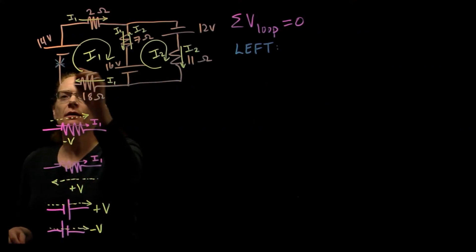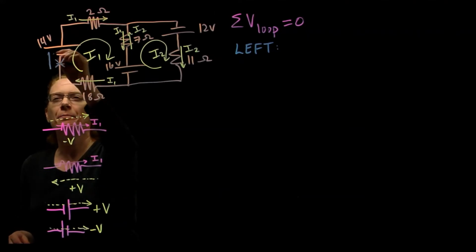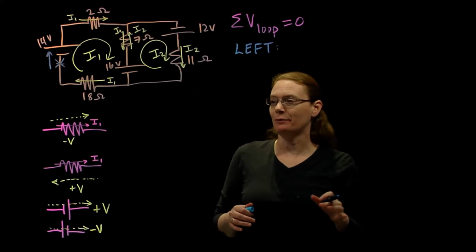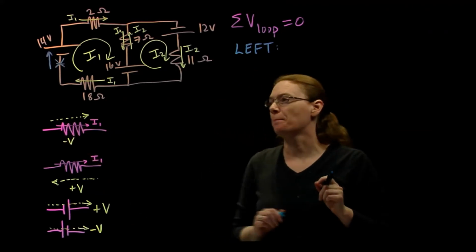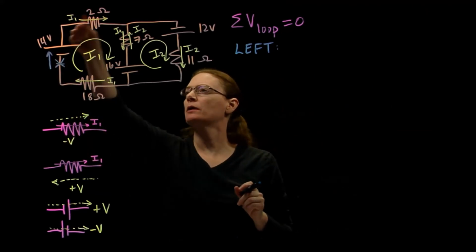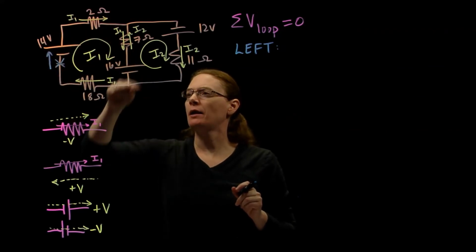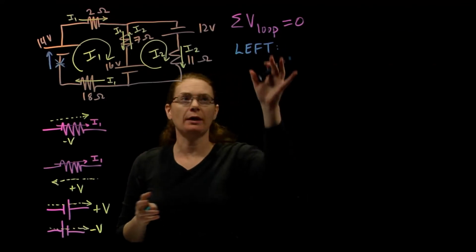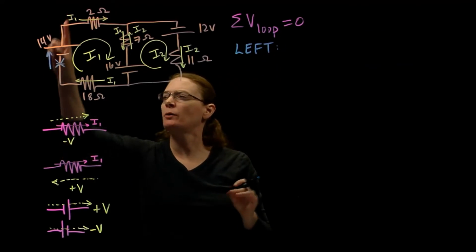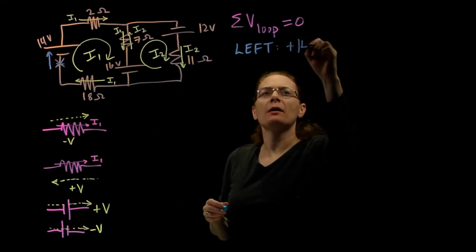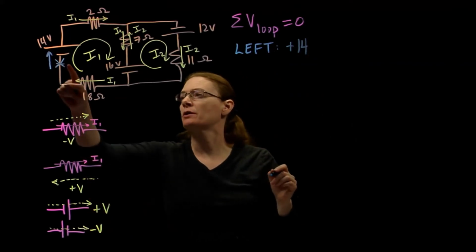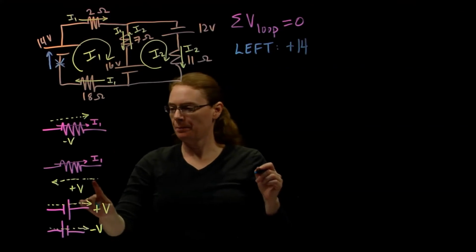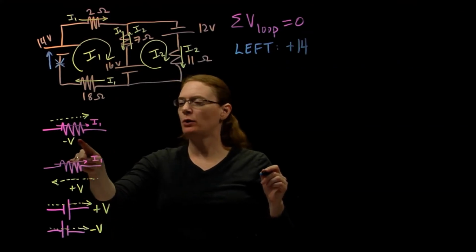I tend to like starting at the negative end of a battery, just because then the first thing in my equation is positive, and for some reason I like starting with a positive. So I'm going to walk around the left-hand loop, and every time I encounter something that has a voltage across it, I need to put that into my equation. Walking this way, I'm going to have plus 14. That battery, I'm walking with it, so it's a positive voltage from here to here. Now this, I'm walking with the current, so it's a negative voltage.